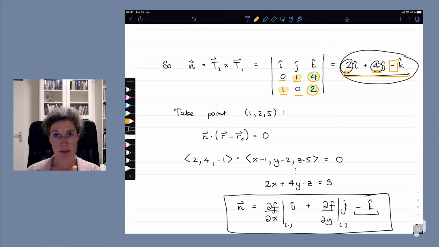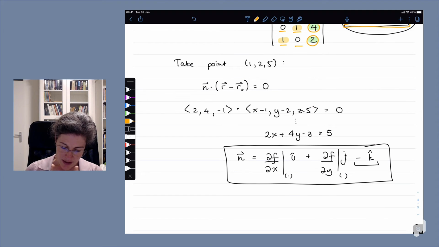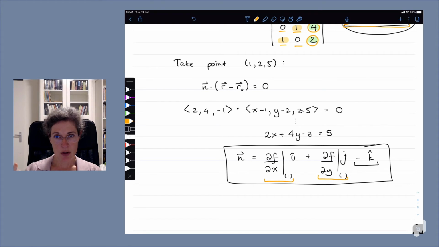You can check it for yourself, but the net result is that for any surface that is well behaved where you can find your partials the way you might want to, your normal vector is going to be your partial with respect to x evaluated at the point that you're interested in, giving you your x component. Your y component is given by the partial with respect to y evaluated at the point you're interested in, and then your k component is just minus 1. So you can check for yourself and make sure that you're happy with that derivation.